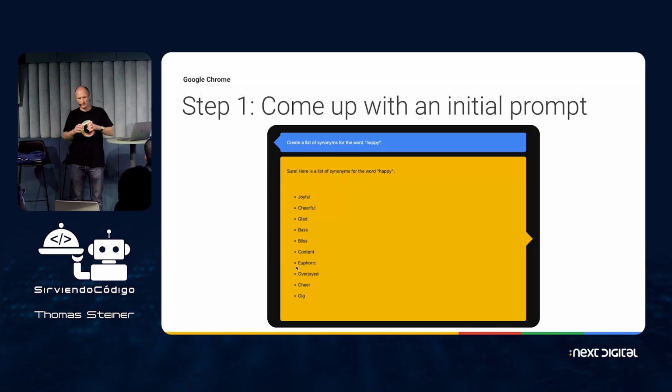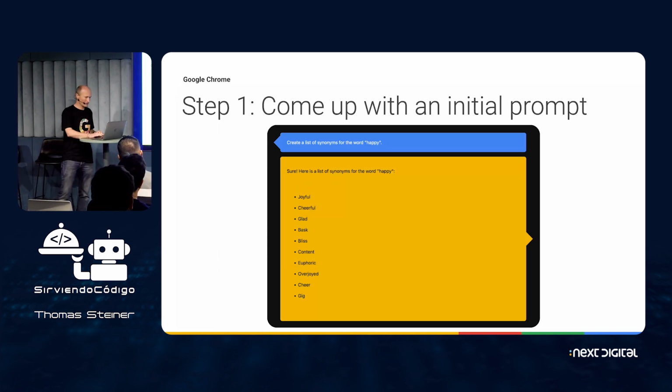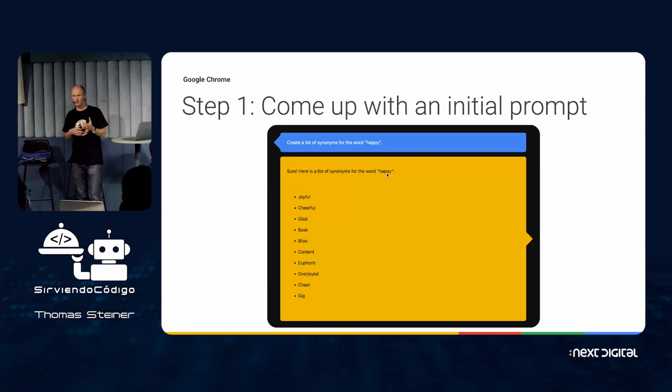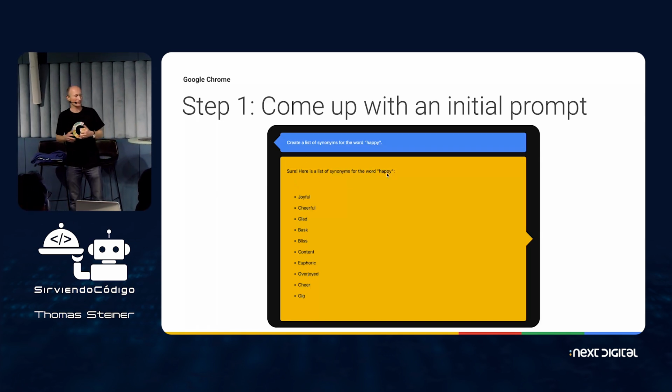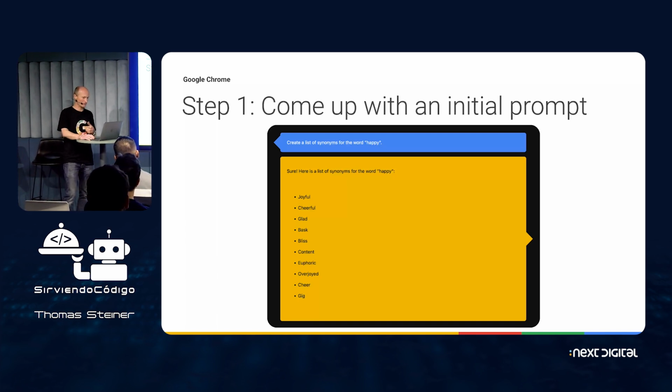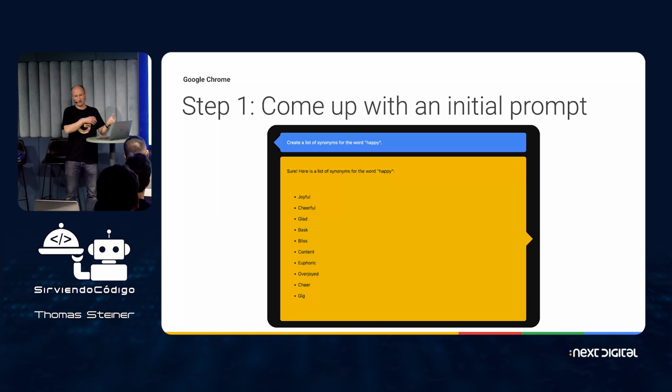I asked it for the list. I didn't ask it for this friendly opening text. So that's something the model typically tries to do. It makes it sound human. But in this case, I actually just want the list of results. I don't want the synonyms. I don't want the thing to be friendly.